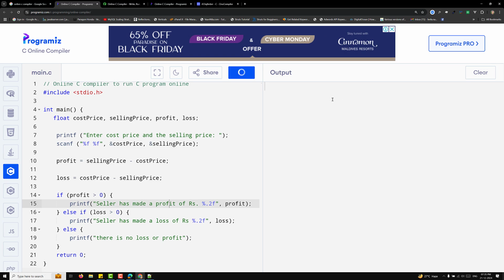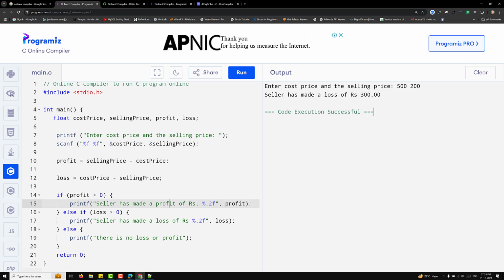If I try to make the cost price and selling price equal, 300 and 300, there is no loss or profit. If I try to run it with a cost price of 500 and I have sold it for only 200, then the seller has made a loss of 300. So now this one is able to work perfectly. So we are able to calculate the profit and loss depending on the user. Whether the seller has made a profit, incurred a loss, or neither, based on the cost price and selling price, we are able to do it.